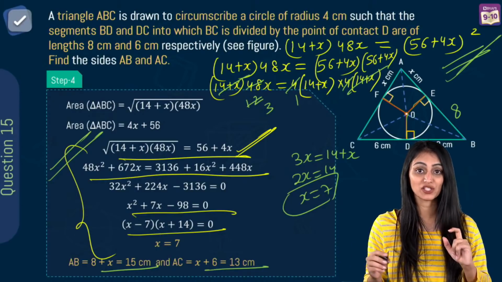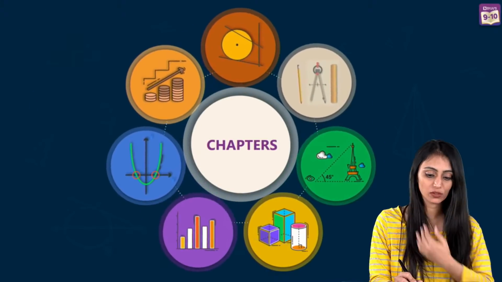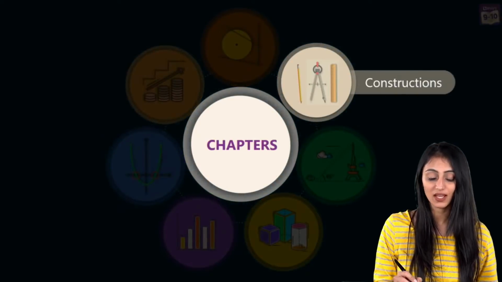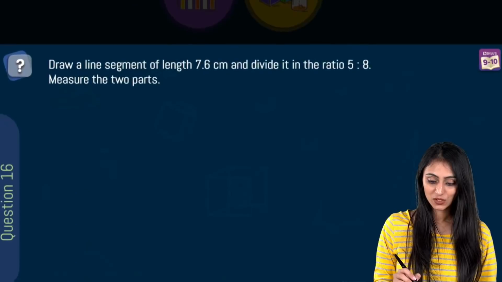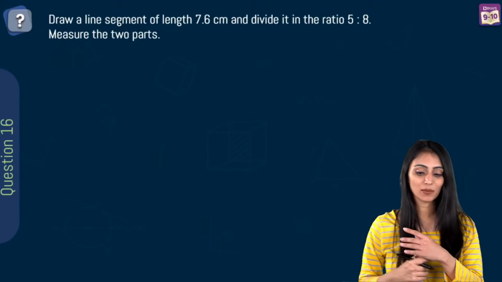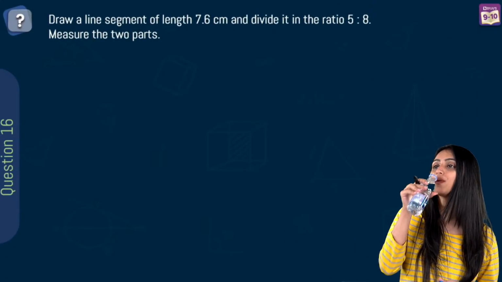So this was the last question from this chapter. Let's move ahead. Let's take a look at which chapter we are going to discuss next. Now we'll be discussing constructions. Alright. So here is the first question. Draw a line segment of length 7.6 centimeter and divide it in the ratio 5:8. Measure the 2 parts.